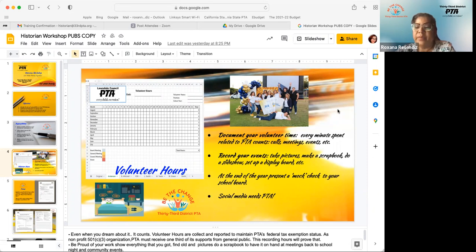Document your volunteer time. Every minute spent related to PTA counts: calls, meetings, events, etc. Record your events. Take pictures. Make a scrapbook. Do a slideshow. Set up a display board, etc. You can do so much.